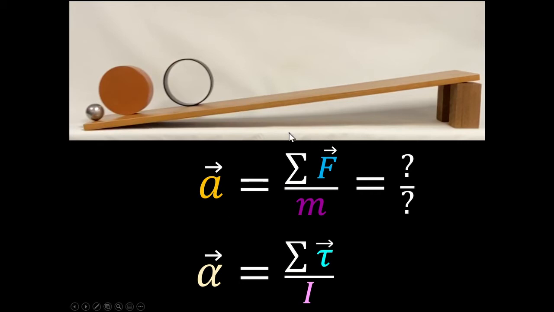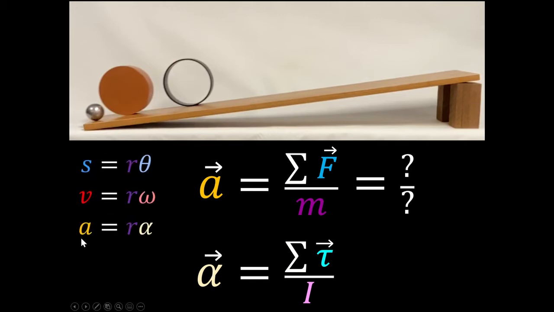This is Newton's second law with linear motion, but this is its equivalent with rotational motion. You can't just say how much force it had. You have to also calculate how much torque was on it. And you can't just plug in how much mass it had. You also had to do a calculation to figure out what the radius was and what the shape of it was. But the ratio of these two things would produce its angular acceleration.